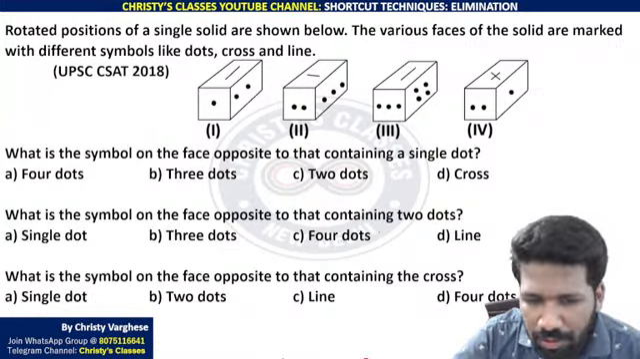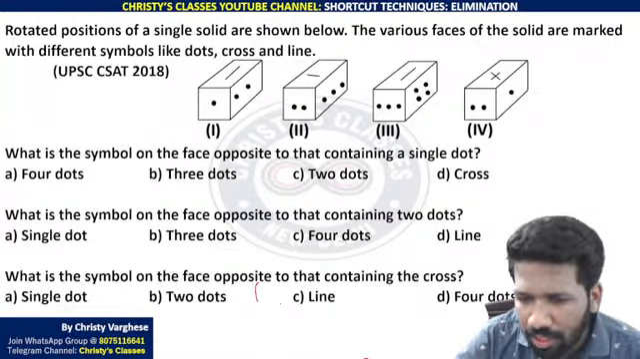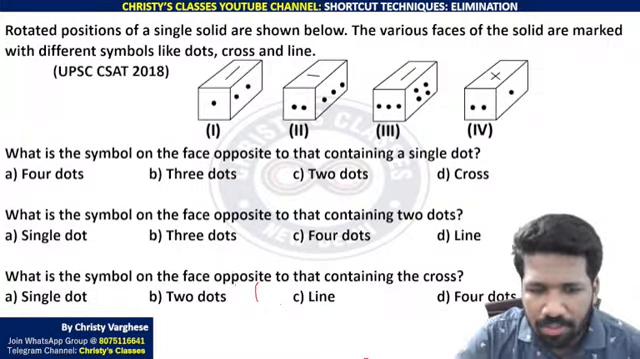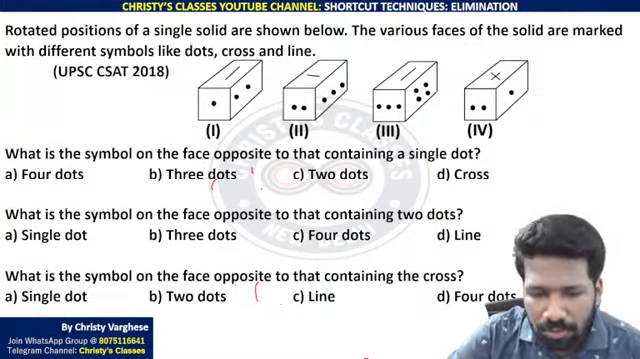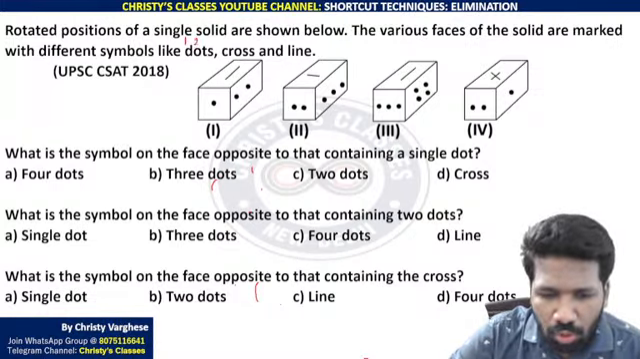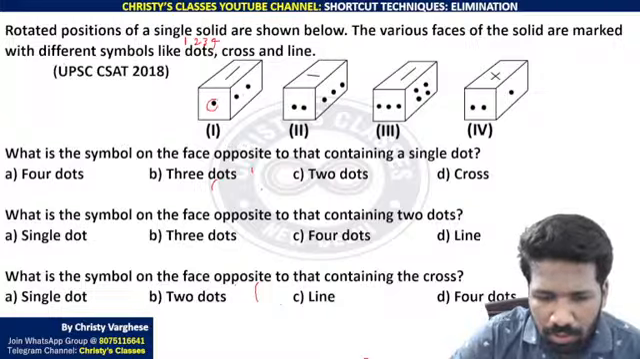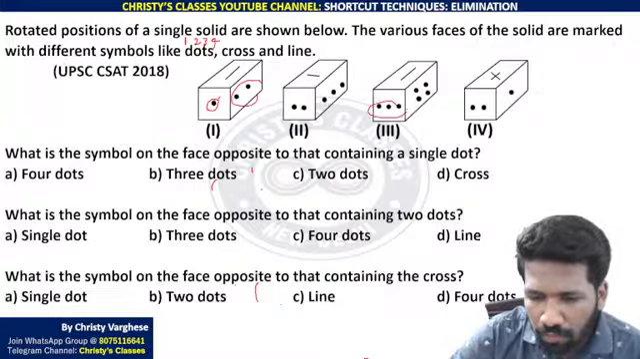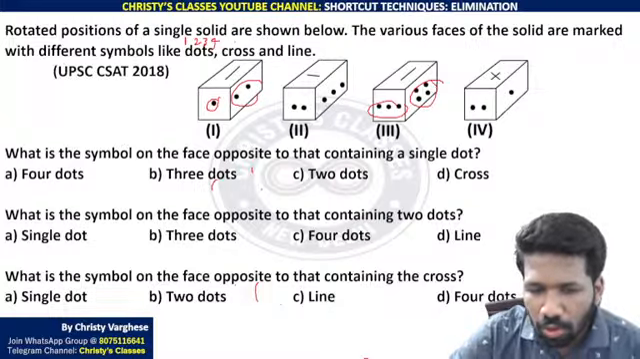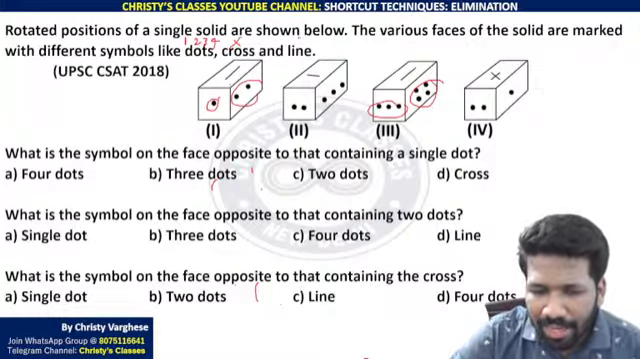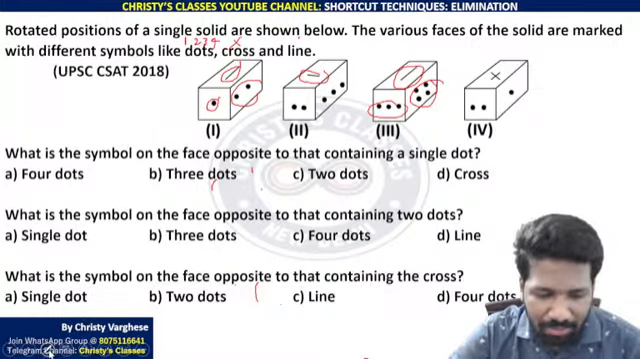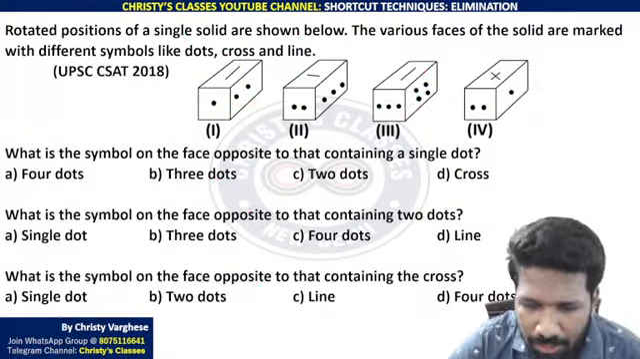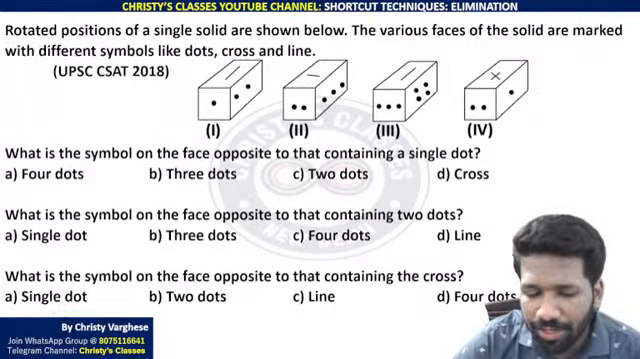So rotated positions of a single solid are given below. Various faces of the solid are marked with different symbols: dot, cross and line. Dot itself has four types: one dot, two dot, three dot, four dot. Look at this, 1, 2, 3, 4 dots are there. And cross is there, line is also there. The line, in different perspectives, is the same line itself. That is not different types of line. The cube is rotated, that is why it looks horizontal or vertical in different directions.